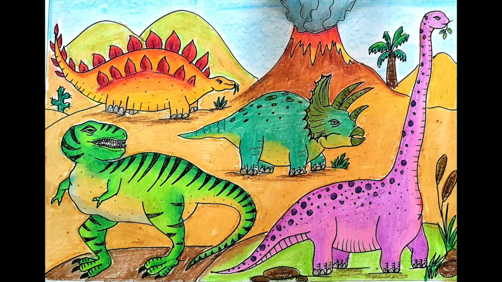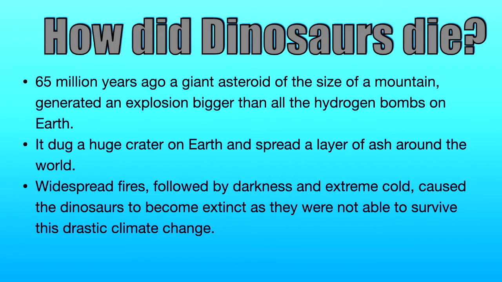Now we cannot end this video without discussing how did dinosaurs die. Scientists have gathered various evidences which lead to different theories. One of the most acceptable theories regarding the dinosaurs' extinction is this. 65 million years ago, a giant asteroid of the size of a mountain generated an explosion bigger than all the hydrogen bombs on Earth.